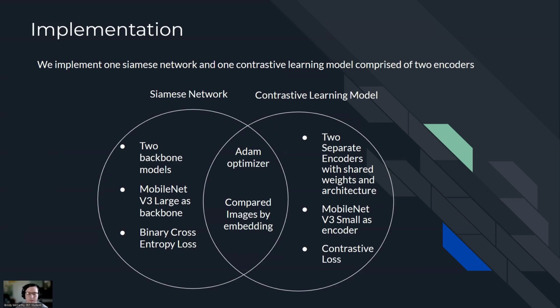Our Siamese model specifically has two backbone models that are connected together. They have the same weights, and it uses MobileNet v3 large as the backbone, and uses binary cross-entropy loss. The contrastive model, on the other hand, uses two separate encoders, but they still share the same weights and architecture. In this one, we used MobileNet v3 small because the model was a little bit harder to calculate, so it took a little bit longer. So we had to use a smaller model. Then we also use contrastive loss for the contrastive model. But they both use the Adam optimizer, and they both work by comparing images by the embedding and the distance between the embeddings of the pairs.